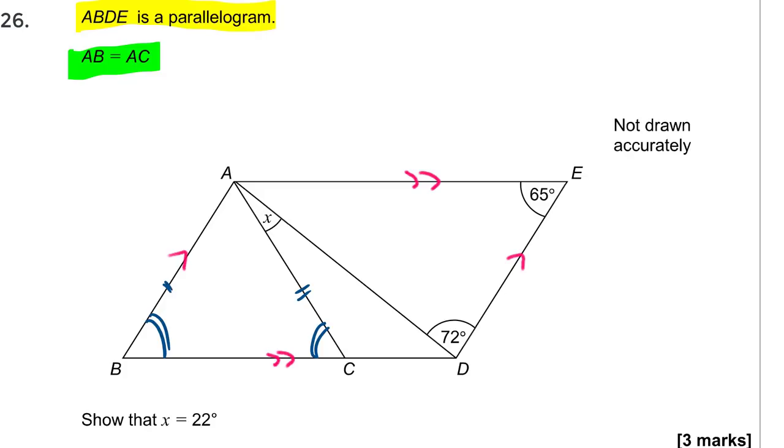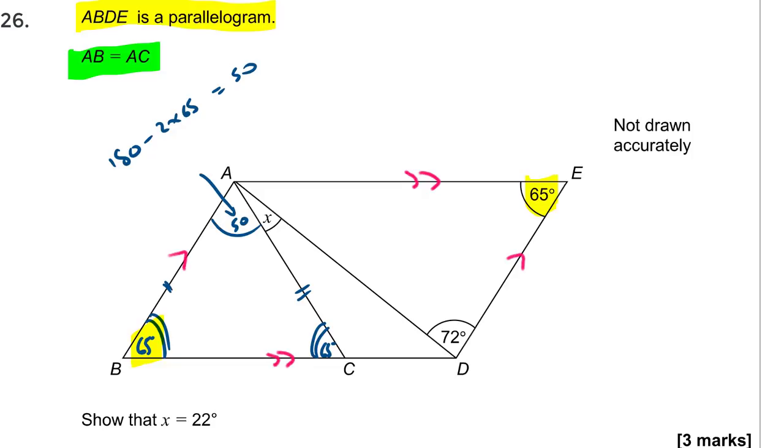Well, first off, we know, because it is a parallelogram, that this angle here and this angle here must be equal. So this angle down here must be 65 degrees as well. And because it's an isosceles triangle, this must be 65, which means the angle at the top here is going to be 180 minus 2 lots of 65. 2 lots of 65 is 130. Take away from 180 is 50. So that angle there is 50.